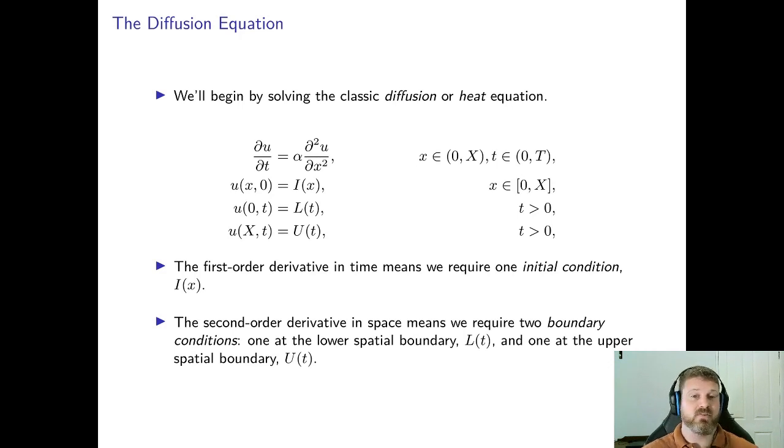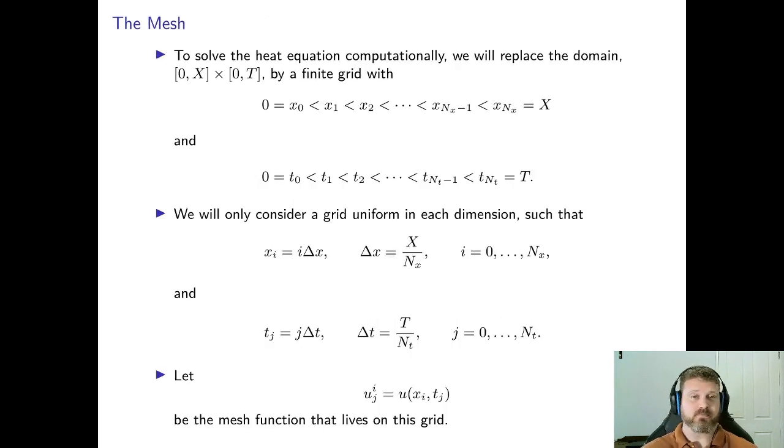The first thing we'd have to do is discretize our domain. So that's what we do. We had this continuous domain, 0 to cap X by 0 to cap T, but we replace it or approximate it with a finite grid of values in the range x and in the range t. We're going to consider a uniform grid only in each dimension. So x goes 0, delta x, 2 delta x, all the way until we get to cap X. And t goes 0, delta t, 2 delta t, all the way until we get to cap T.